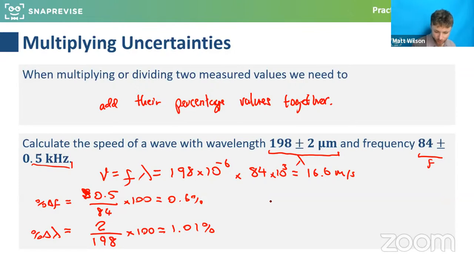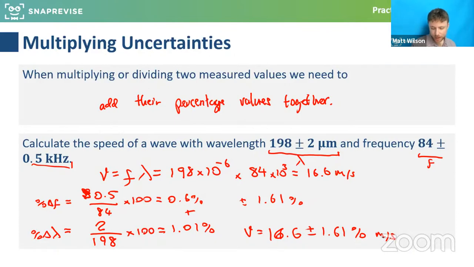So altogether then, the total uncertainty is the sum of these two things. So the total is plus or minus 1.61%. That's what you get when you add these together. So our final answer is v equals 16.6 plus or minus 1.61%. And that's meters per second. And if you wanted to change that to an absolute value, all you'd need to do is find 1.61% of 16.6.